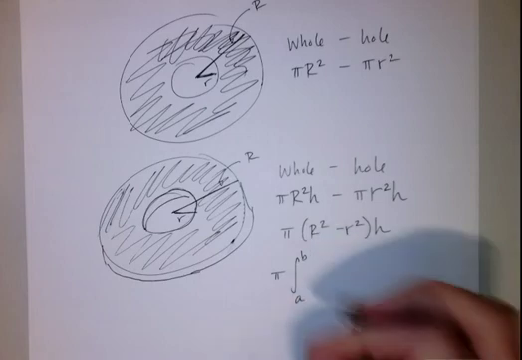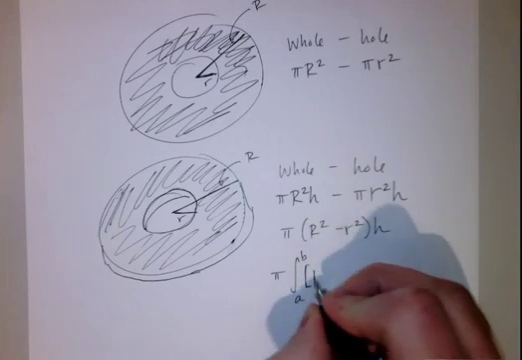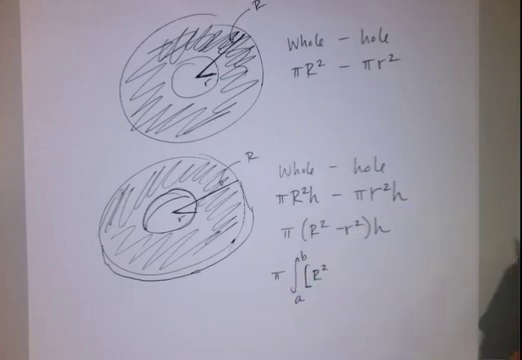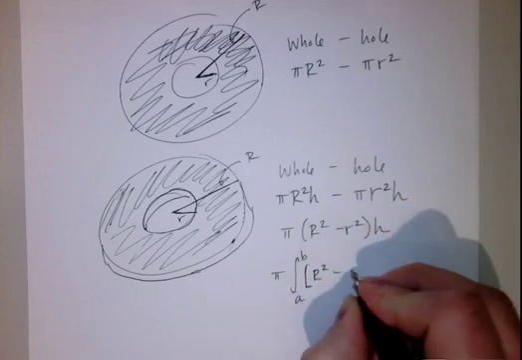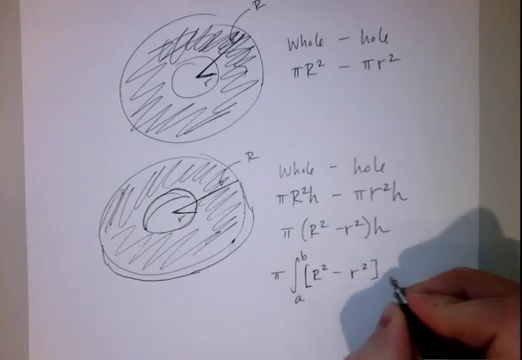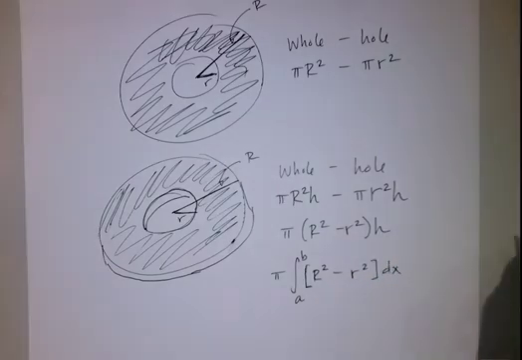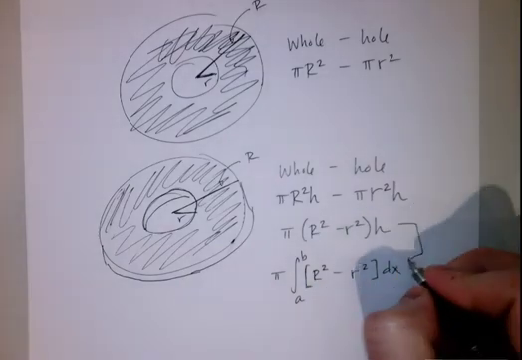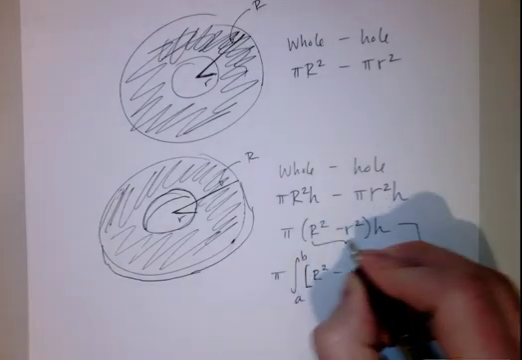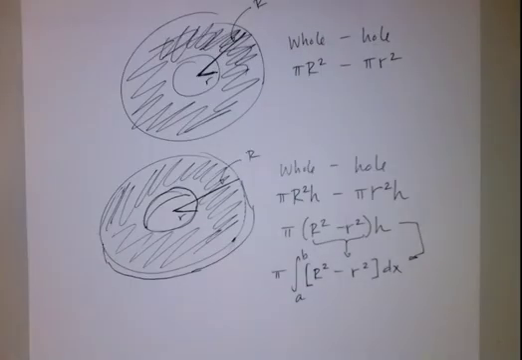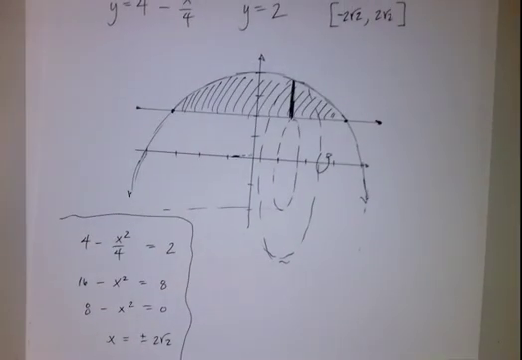Whatever your variable representation is for big R squared, minus whatever your representation is for small r squared, and h, of course, is still our dx, okay? So this sort of becomes that, and this just sort of transfers down. Now, how does that actually bear out in terms of this particular problem that we've done?